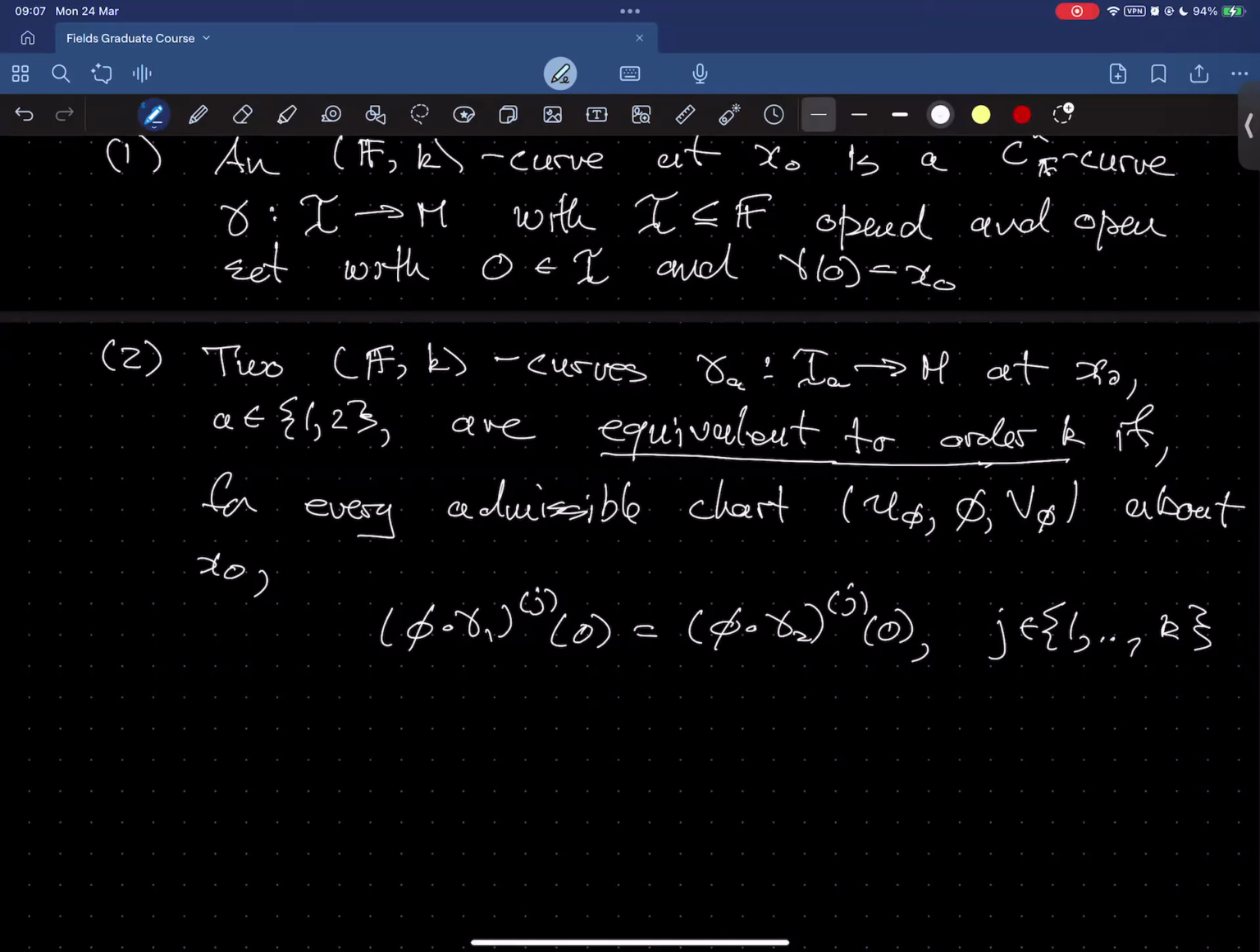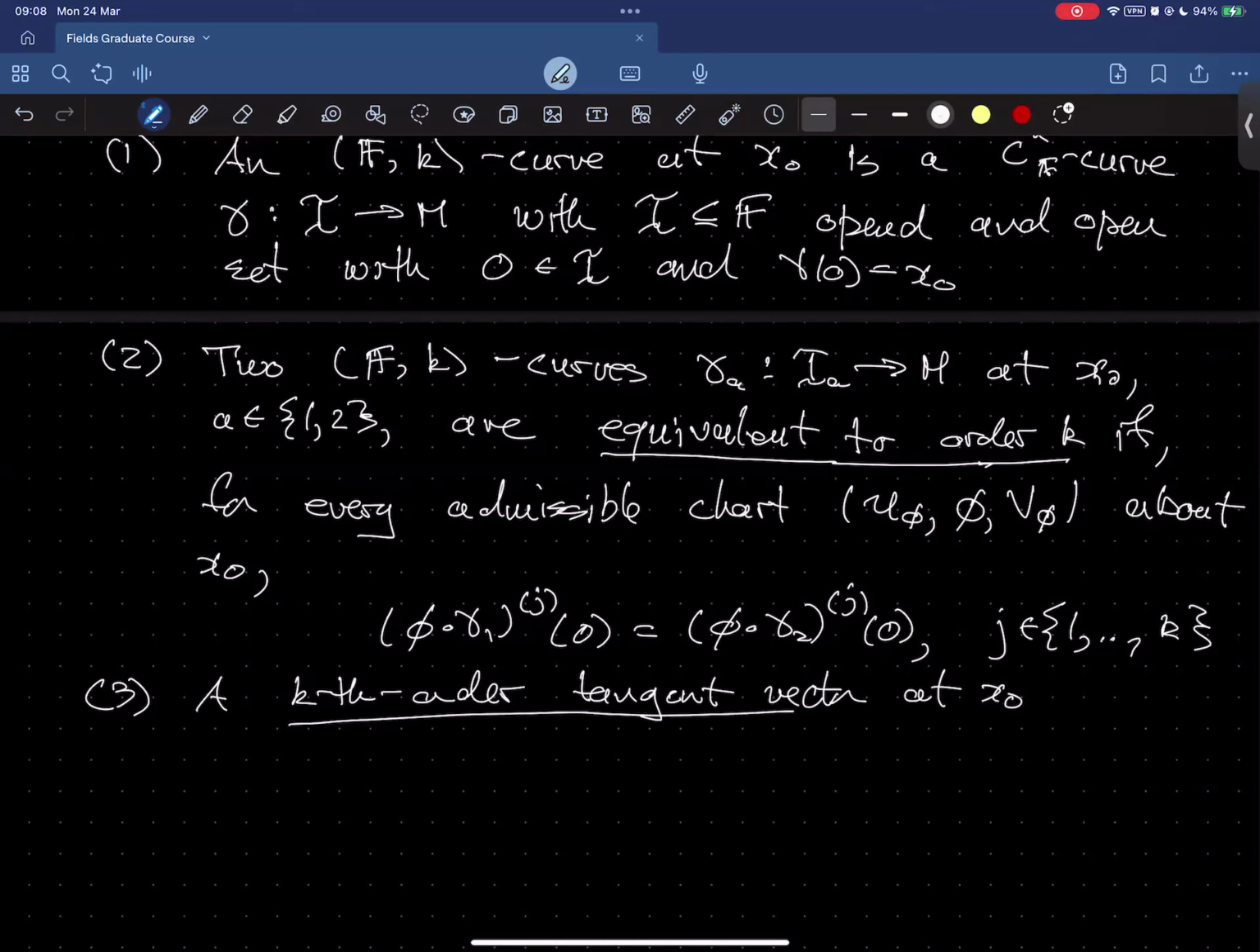And then a k-th order tangent vector, just like a tangent vector was an equivalence class of curves, so a k-th order tangent vector is an equivalence class of C^k curves. So a k-th order tangent vector at x naught is an equivalence class of C^k curves.